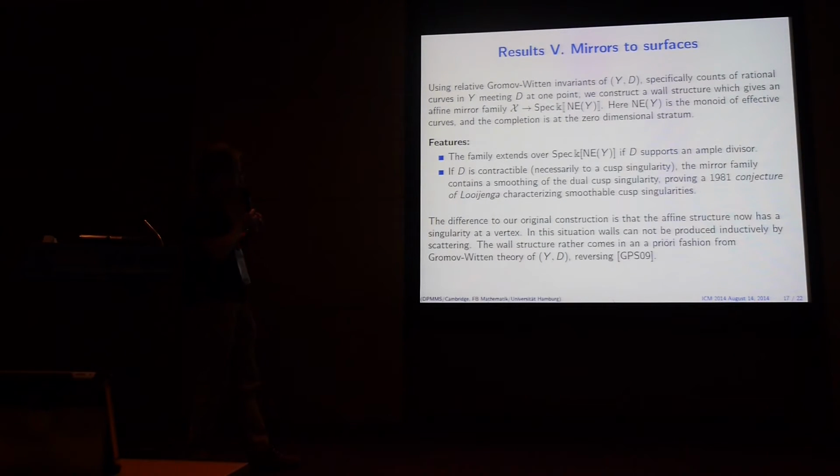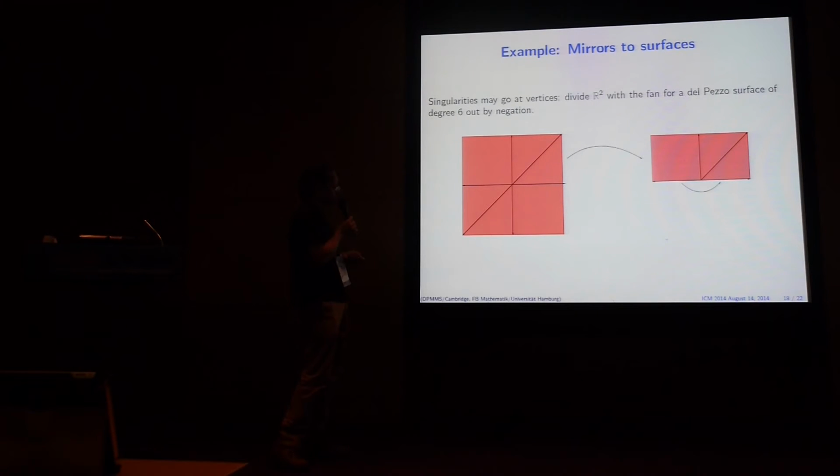So let me just say the difference between this work and the original construction of myself and Bernd is that we allowed singularities at a vertex. And in this case, there are no a priori defined initial walls, and we need to use some other input, in this case, the Gromov-Witten theory of the thing we're starting with, to construct the family, to construct the wall structure. And this wall structure comes pretty much by reversing the work we did with Andre Blondet.